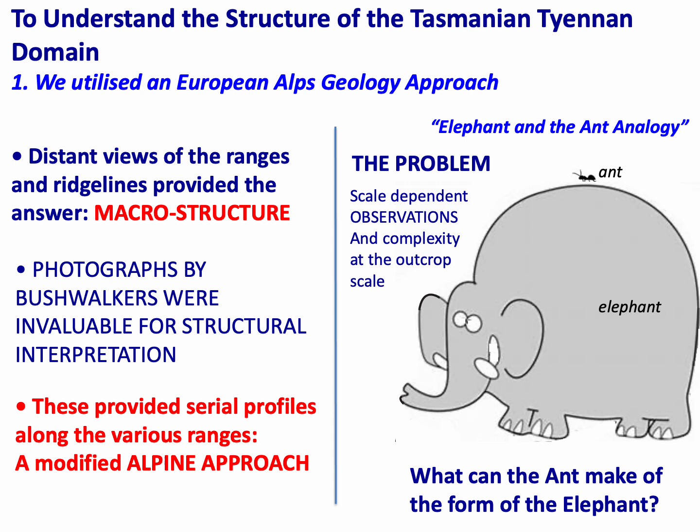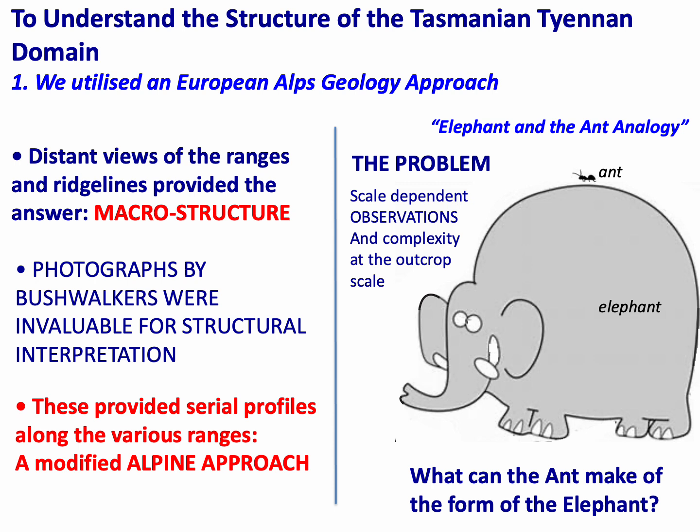So, distant views of the ranges and ridge lines provided the answer. Photographs by bushwalkers, including Grant Dixon, David Noble, and Becca Lunnan, enable serial profile construction along the various ranges. The other issue was the complexity at the outcrop scale and having detailed scale-dependent observations. Seeing the large-scale structure becomes problematical.